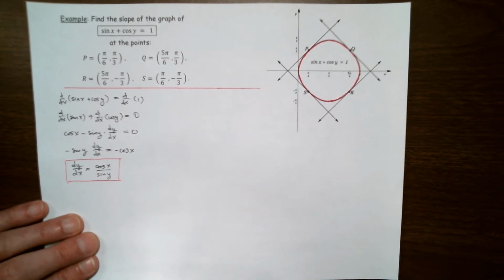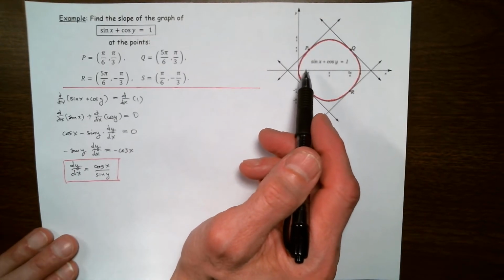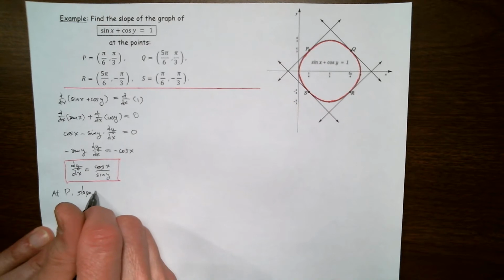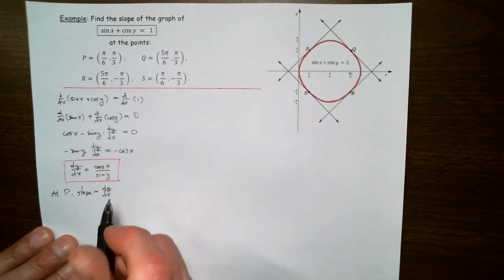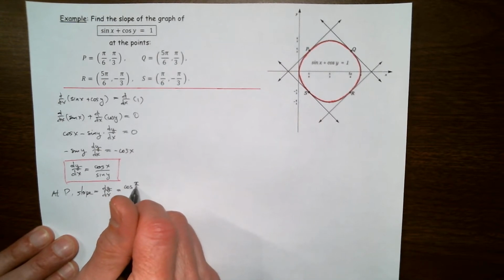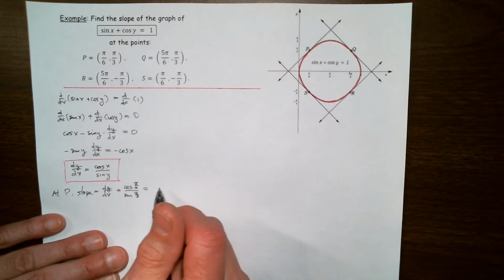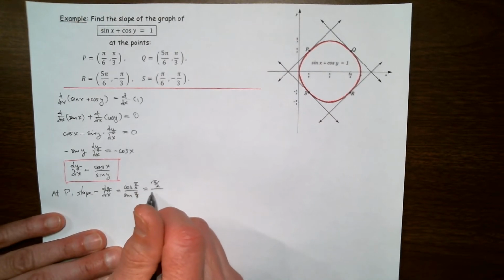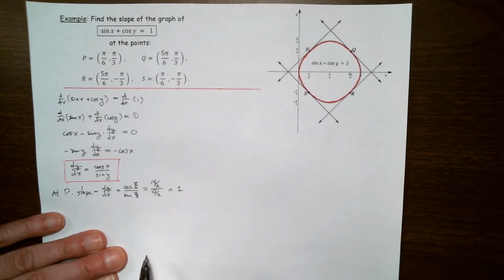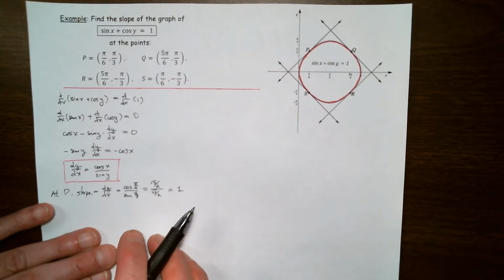Our first point is P, which has coordinates pi over 6 for x, pi over 3 for y. At the point P, the slope will be the value of dy dx when x is pi over 6 and y is pi over 3. That will be cosine of pi over 6 divided by sine of pi over 3, which is the ratio of radical 3 over 2 divided by radical 3 over 2. Of course that yields positive 1. So the slope of the tangent line at P is plus 1.